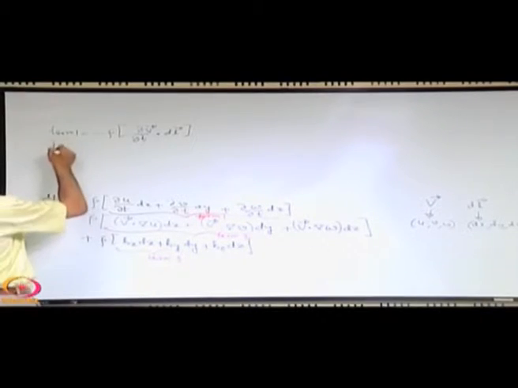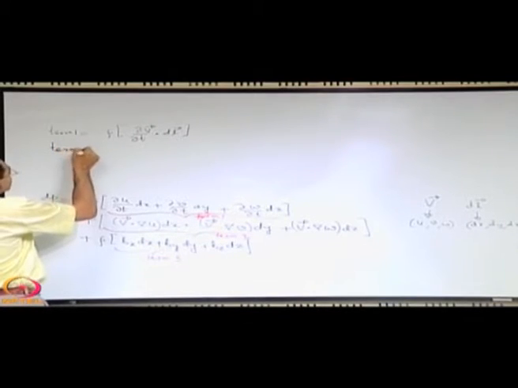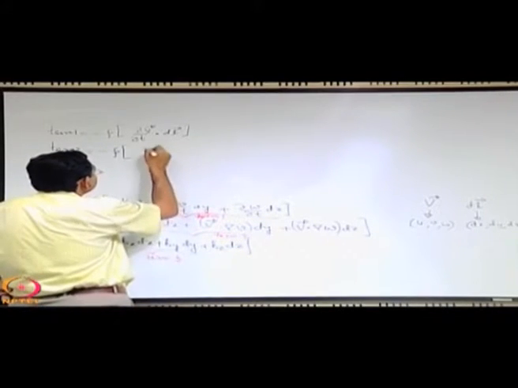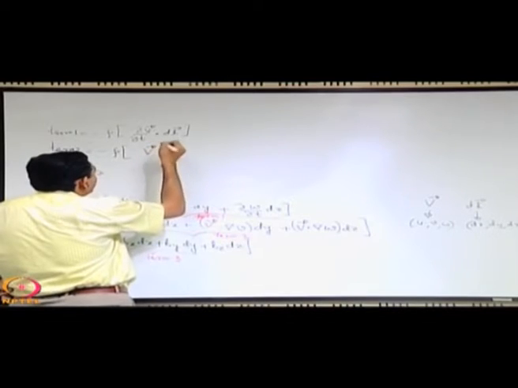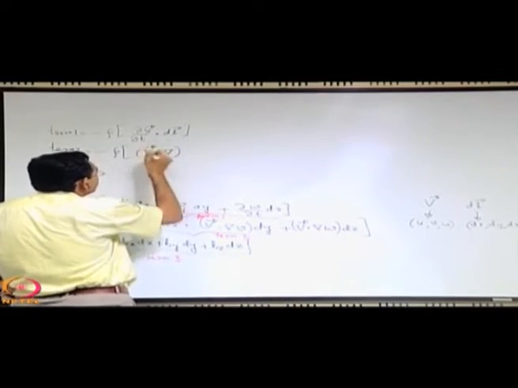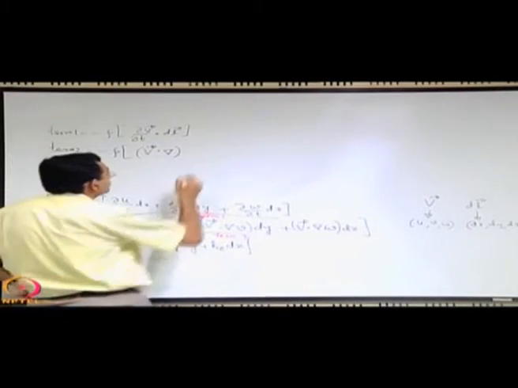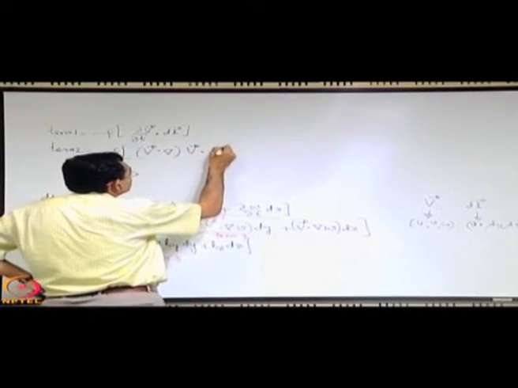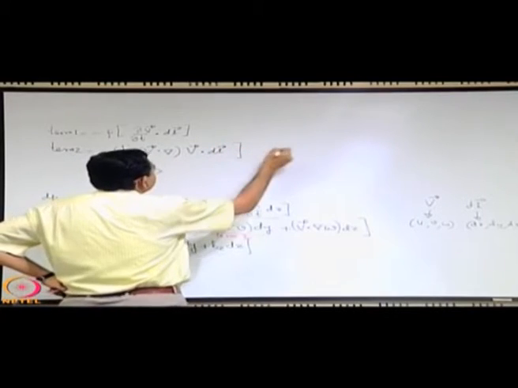Let us write term 2. How do you write term 2? Minus rho, again let us try to write using the vectors v dot. Let us check whether this is alright or not.